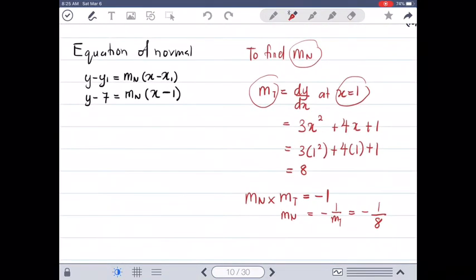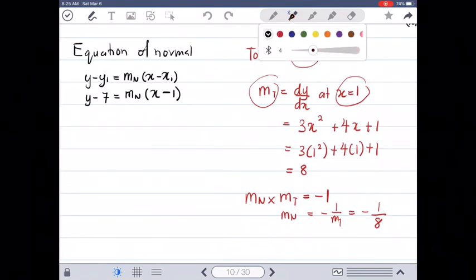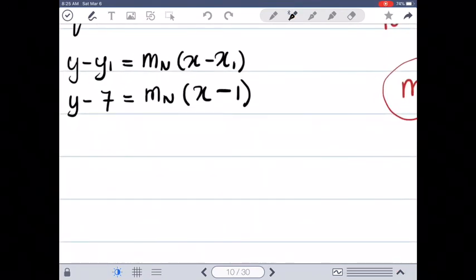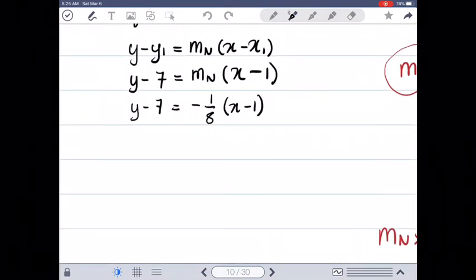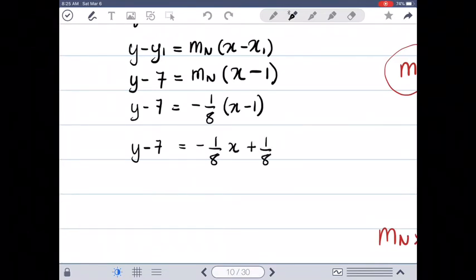So now we have mn equals negative 1 over 8. So y minus 7 equals negative 1 over 8 times (x minus 1). Now we rearrange so that we can get the general form y equals mx plus c. So y minus 7 equals negative 1 over 8 x plus 1 over 8.